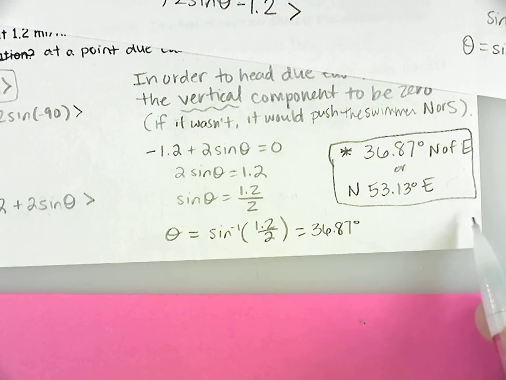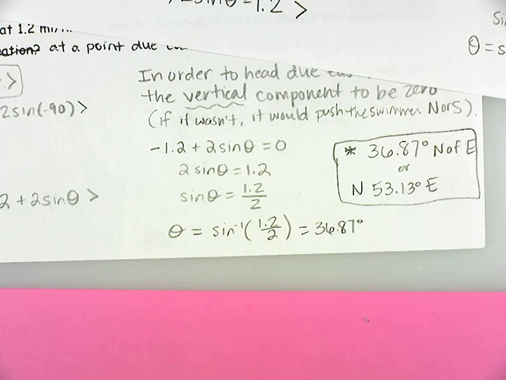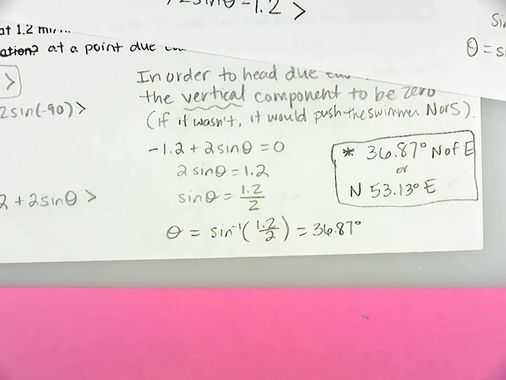All right, and then, or if you wanted to say north 53.13 degrees east, that would be fine as well. Okay, so you could choose.